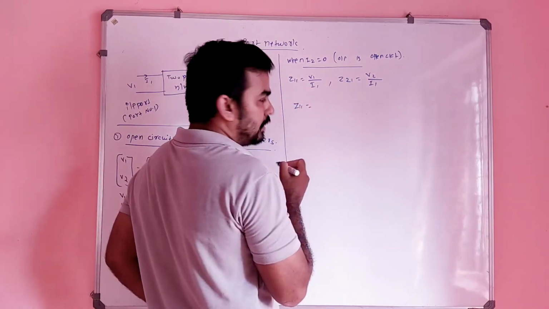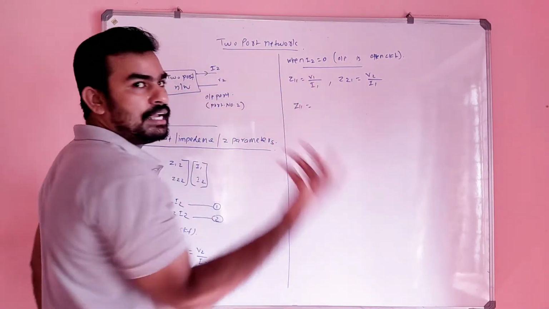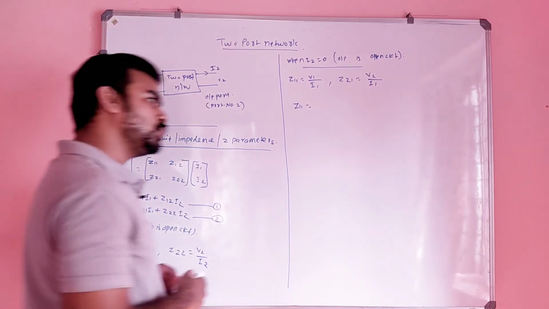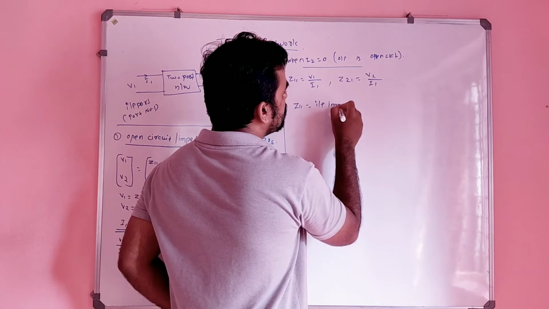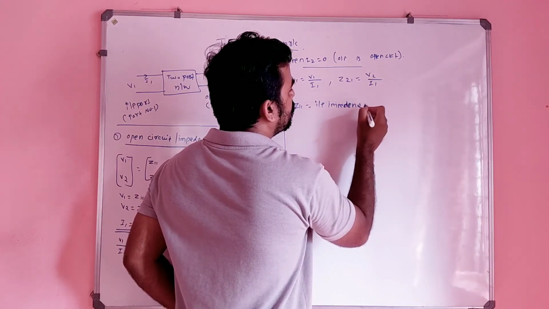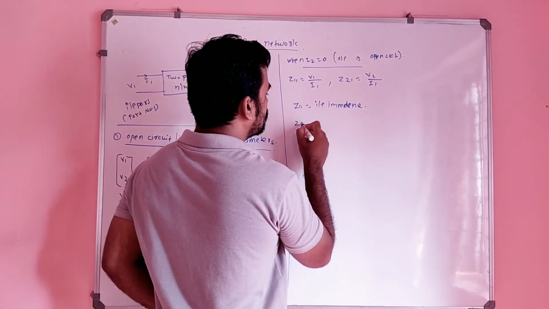Z11 is nothing but V1 by I1. What is V1? Input voltage. What is I1? Input current. So this Z11 is nothing but the input impedance of the two-port network.